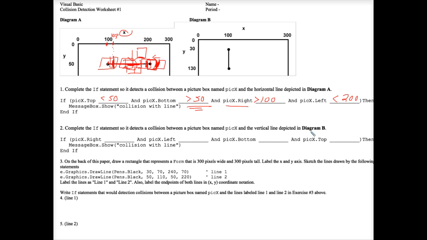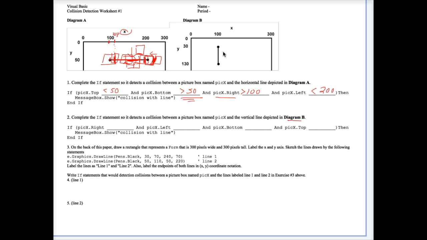Now let's work on diagram B, a vertical line. So I need more people to speak up here and fill in answers. Give me a second here to reposition the... Okay, so let's imagine a picture box here coming in from this direction. And what mathematical fact could I stipulate about the right edge of that picture box and this line segment that happens to be at these points, 30, 130, and 100 on the X and Y axes? Volunteer? What about the right edge? Greater than, less than, and tell me what number. In other words, tell me what to fill in the blank here in this if statement.